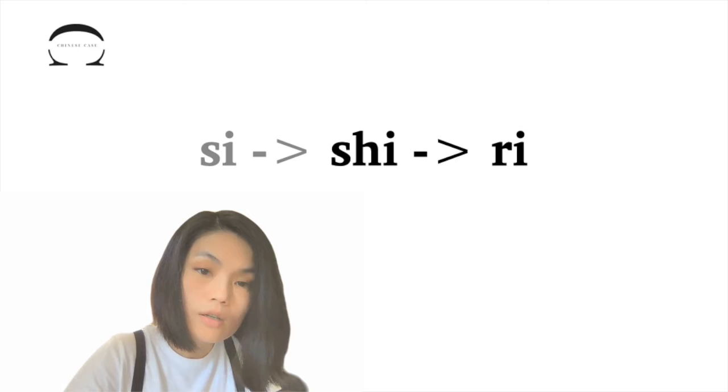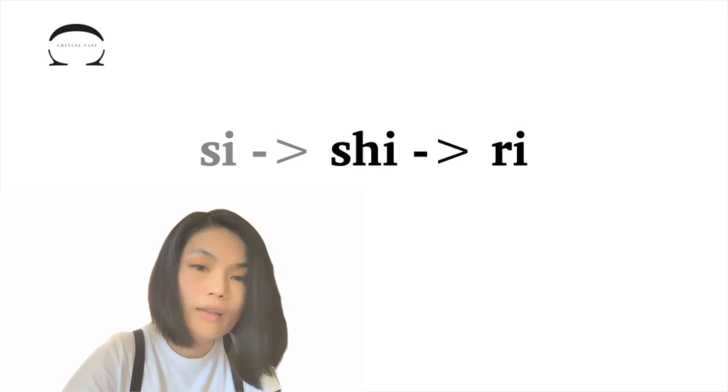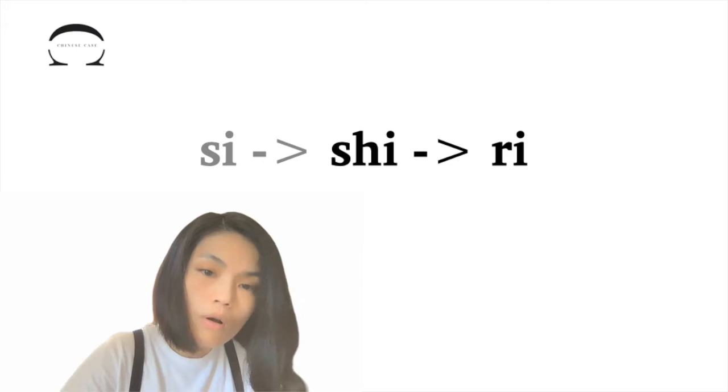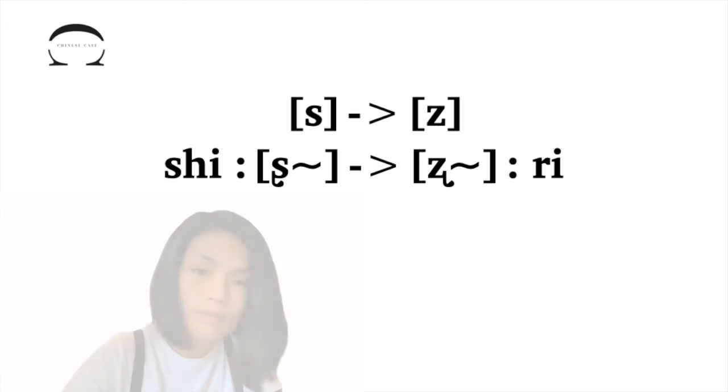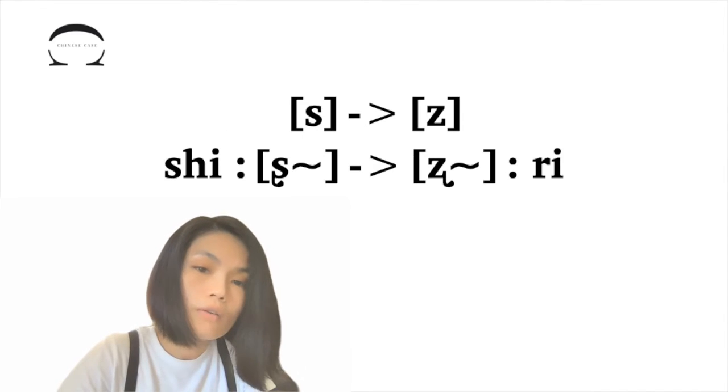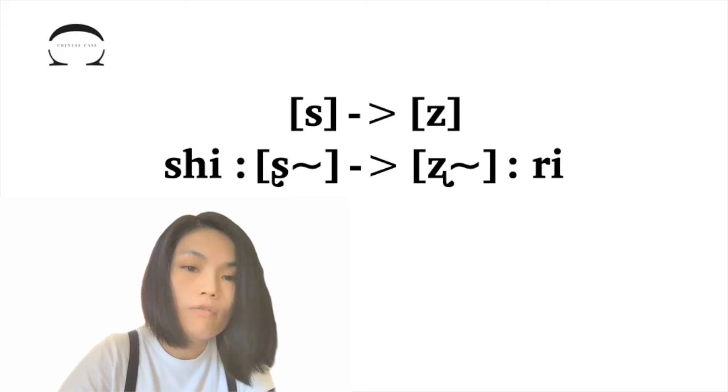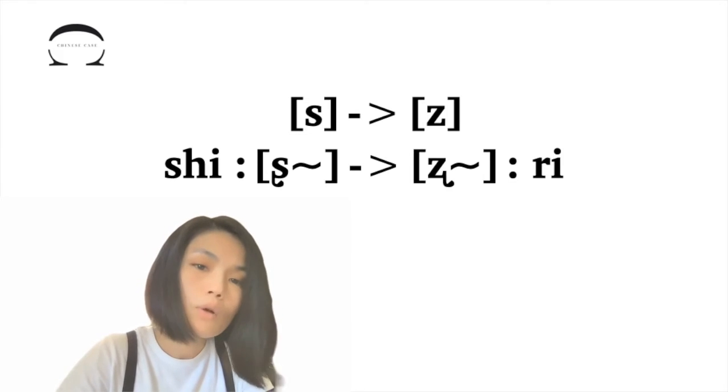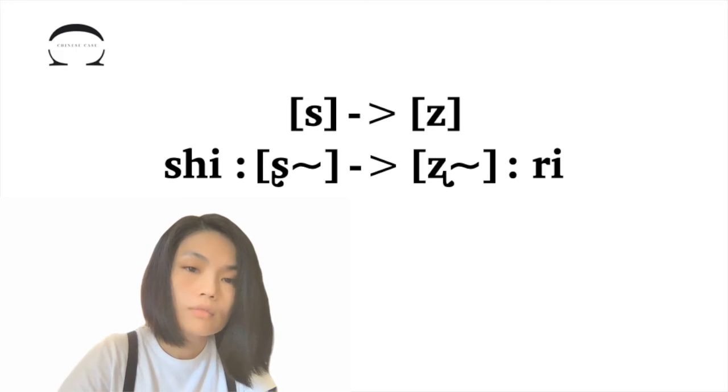Now from shi to yi, I have very good news for you, because the technique involved in this transformation is actually an old trick you have mastered before you started to learn Chinese. If you know how to go from the voiceless s to the voiced z, then you know how to go from shi to yi.